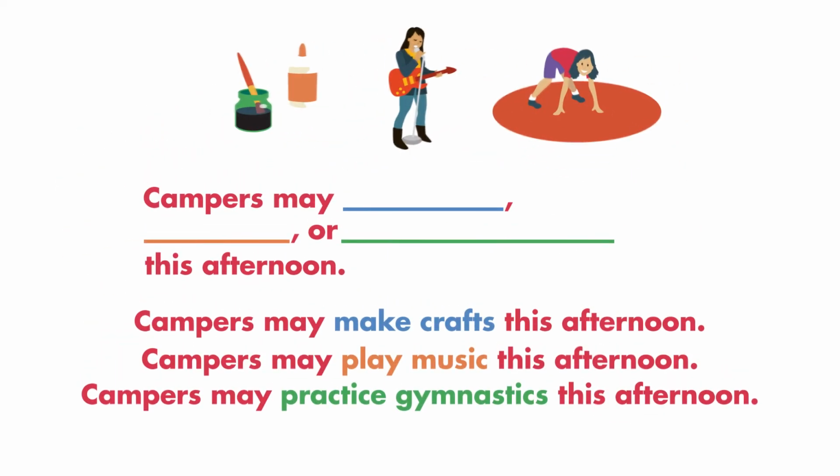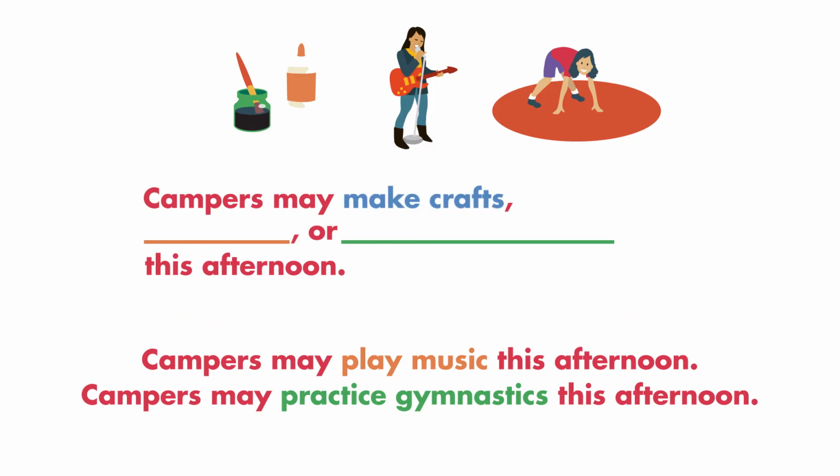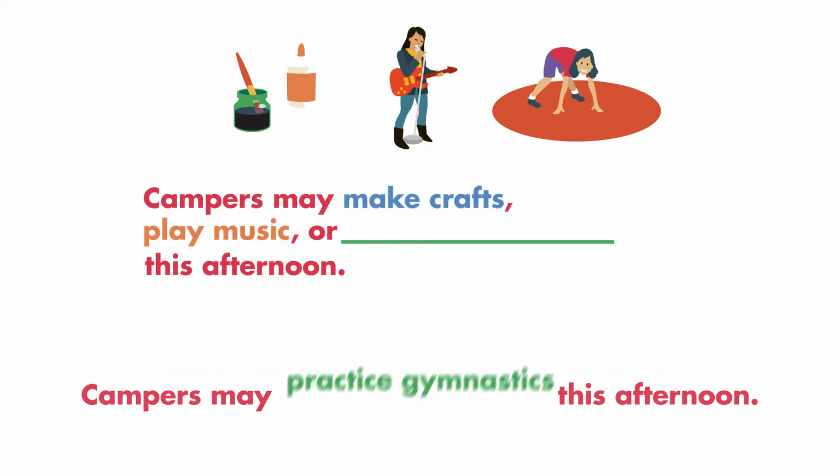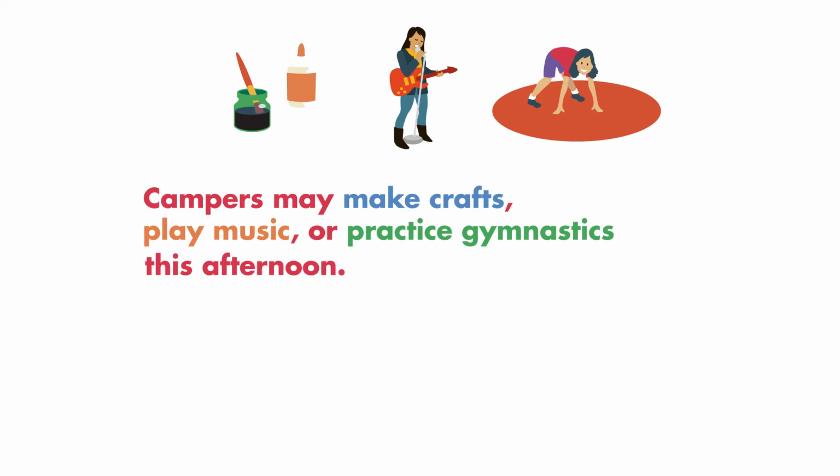The subject campers is the same in each sentence. The campers have a choice of afternoon activity. Since there are choices, we use the word "or" to combine the choices in a single sentence. Campers may make crafts, play music, or practice gymnastics this afternoon.